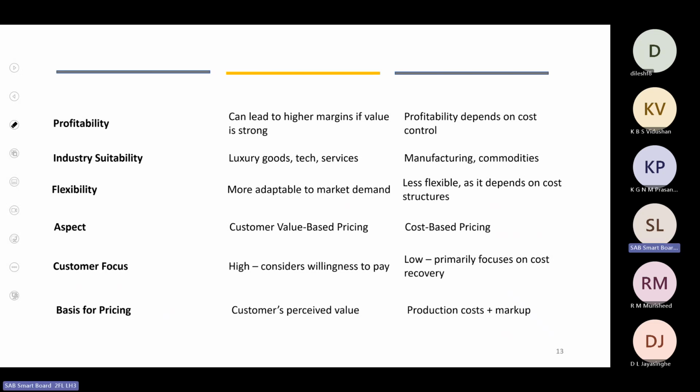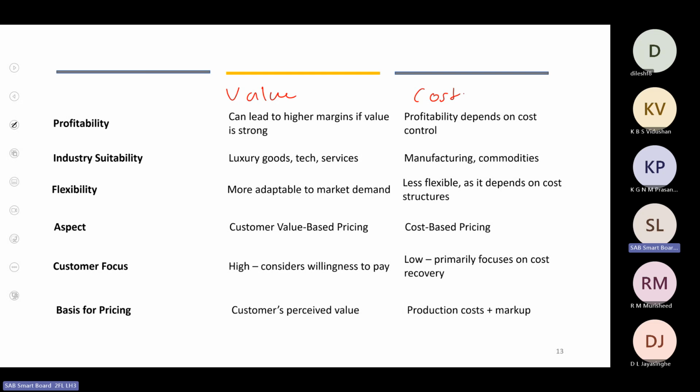So the differences between value-based and cost-based. This is value-based, and this is cost-based pricing, right? Profitability: in value-based, it can always lead to high profit margins because customers are ready to pay a high price as long as they are getting the benefits. Then in cost-based, the profitability depends on cost control. As long as the company controls the cost, they might be creating high profits. Otherwise, they won't be able to make high profits for the products they are selling.